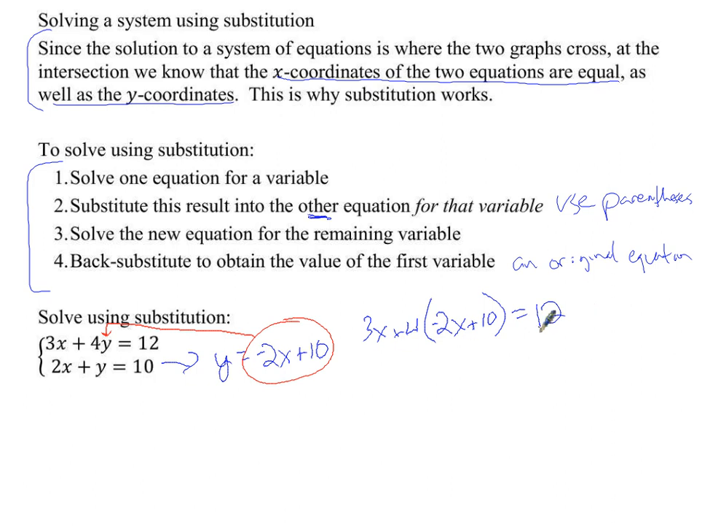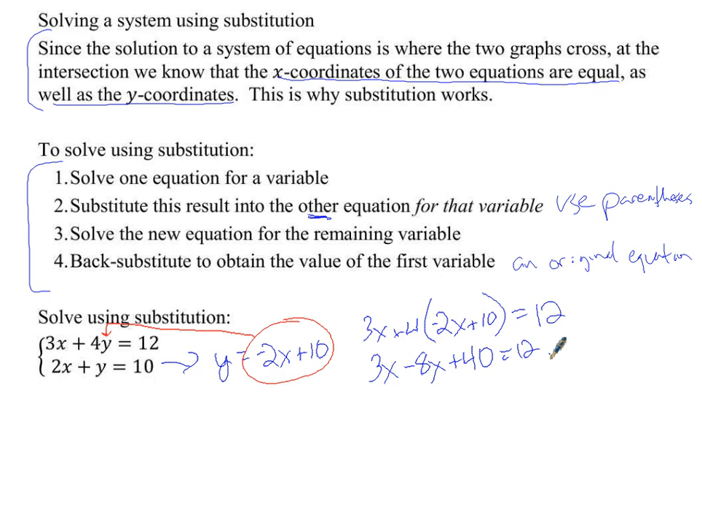So now we have this complicated looking equation here, but there's only one variable in it, which means we can now solve for x. So I'll take out this distributive property situation here, 3x. I have 4 times negative 2x, which is negative 8x. And then 4 times 10, which is positive 40, equals 12.